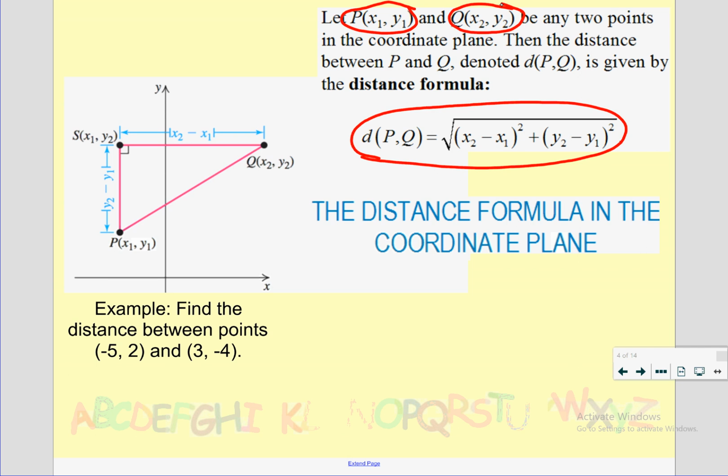So why is that helpful? Because that looks kind of messy. This tells you, hey, let's say you're on a test or quiz and you don't remember this distance formula. If you can plot the points, you can draw the triangle and use the Pythagorean theorem. That's all this formula is doing, okay?